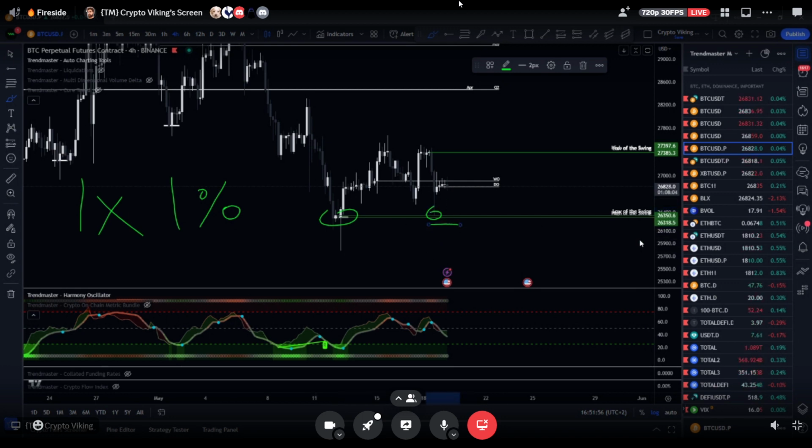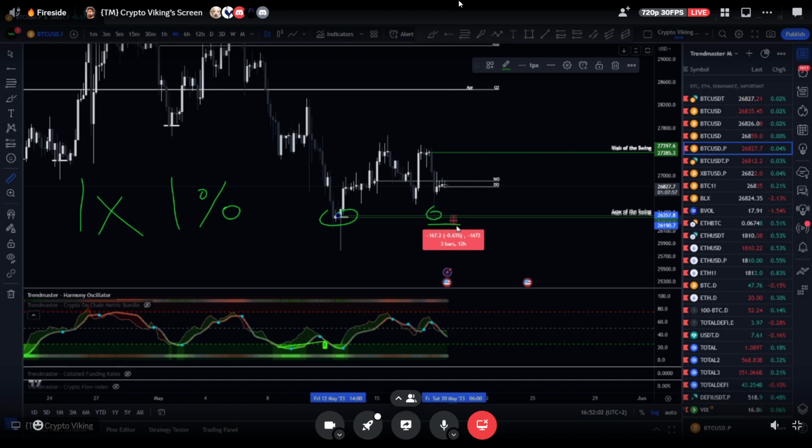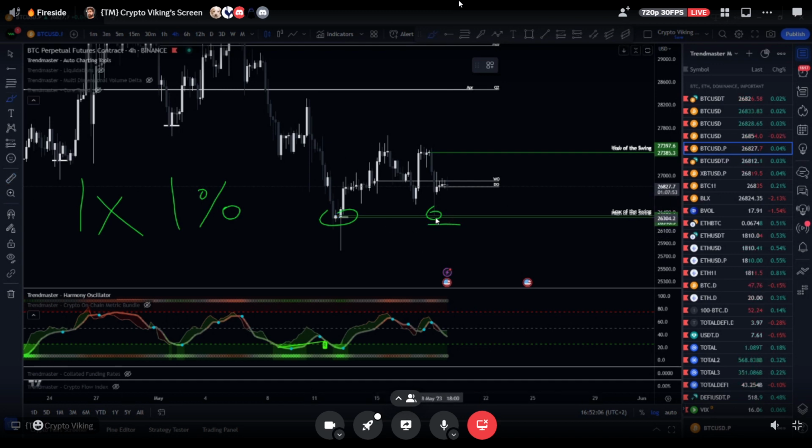Some measured percentage underneath the actual level we want to hold, right? Something like 0.5, 0.6%, really tight stops. That way I can re-enter the trade several times. What's my first target? The previous low that was put in. What's my next target? Major levels.